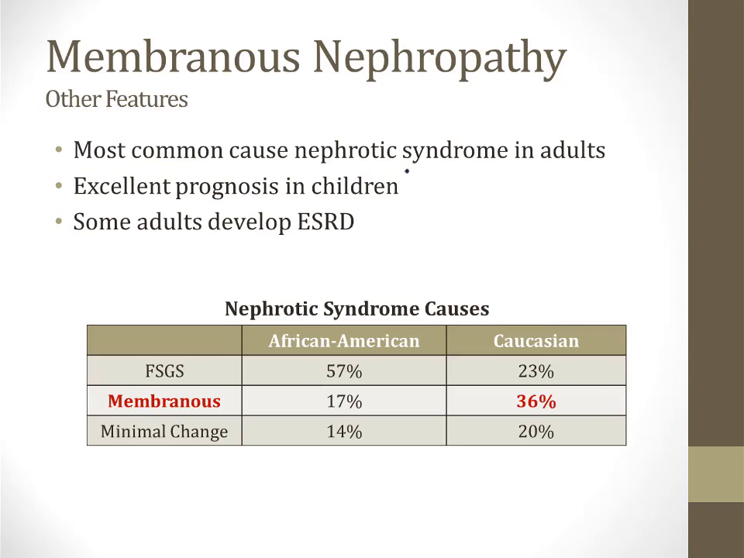Membranous nephropathy is the most common cause of nephrotic syndrome in adults. Shown on the screen is a table I showed earlier indicating the causes of membranous nephropathy in African Americans and Caucasians. Among Caucasians, membranous nephropathy is the most common cause of the nephrotic syndrome, and therefore it's also the most common cause overall among adults. Age is a very important prognostic indicator in membranous nephropathy. This disorder has an excellent prognosis when it occurs in children. The prognosis is worse among adults. Some adults who get membranous nephropathy go on to develop end-stage renal disease.